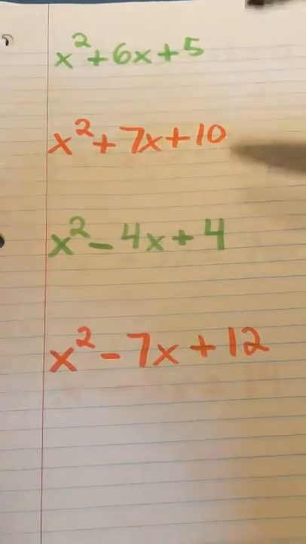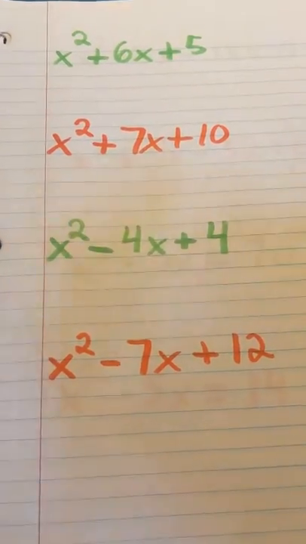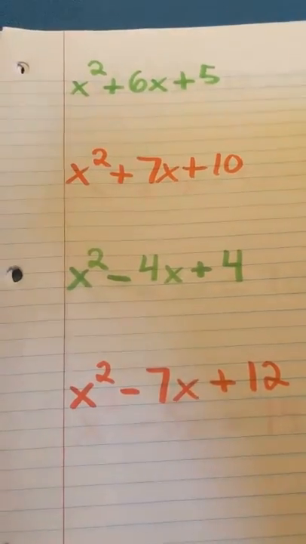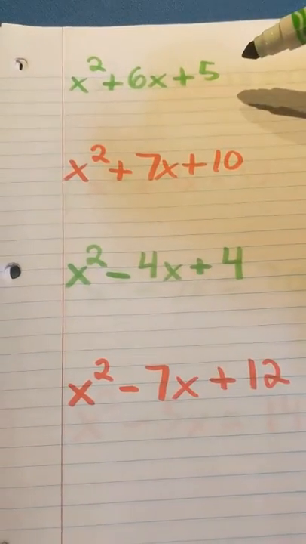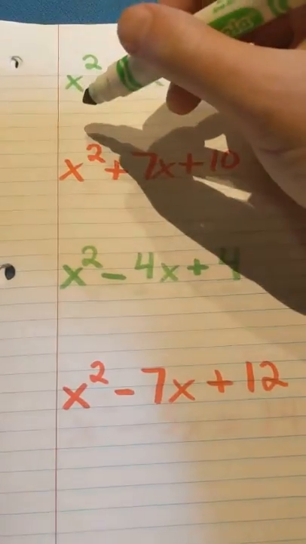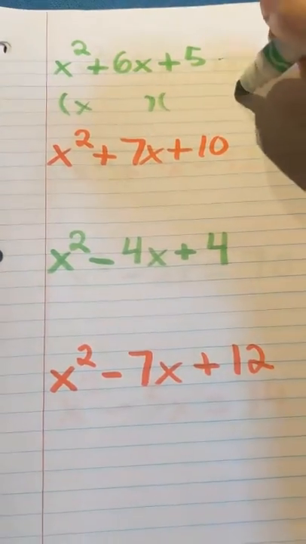So the green ones are ones I'm going to do, and the red ones are ones where at that time you should pause the video and do them yourself, and then we'll go over them. So the first ones, remember factoring. When we factor these, we're unfoiling. We're saying what do we multiply by to get to this final thing. So when we get our final answers, we should have some sort of x times an x.